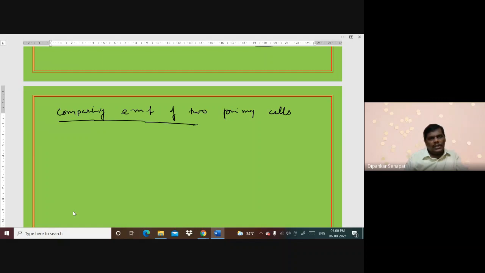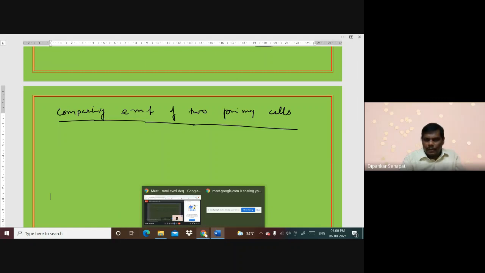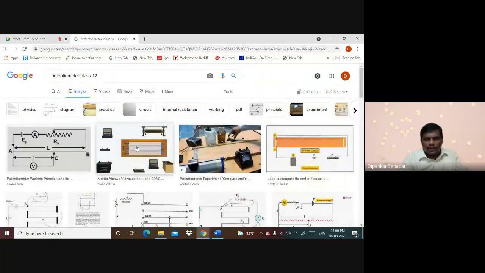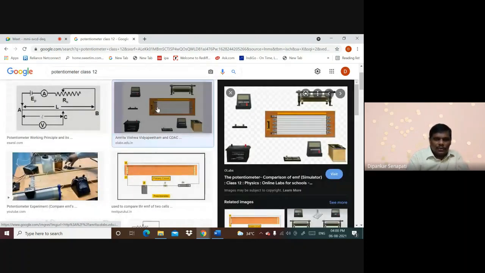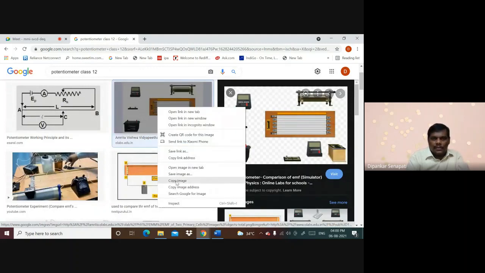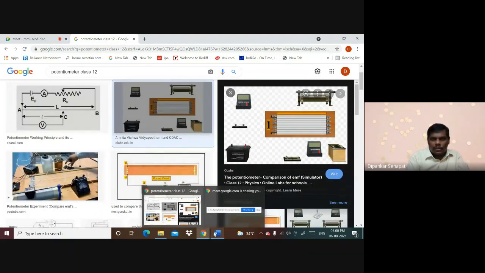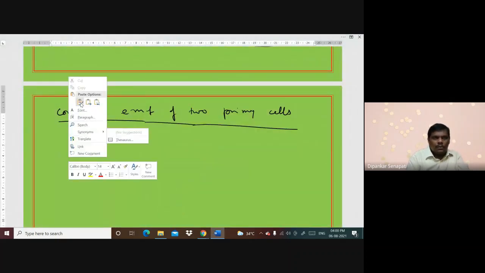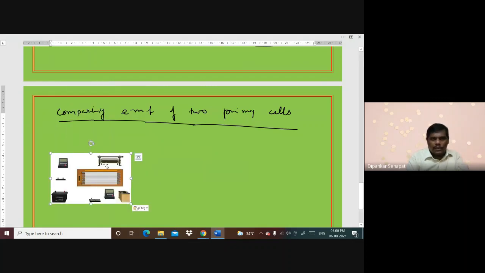Very interesting experiment. Okay, let me pick one potentiometer from the website. Thank God, and thanks to this organization, they have prepared this. This is from Amrita Vishwa Vidyapeetham. They are also giving virtual lab facilities, and this is one of the diagrams I want to share with you. You see, this is the potentiometer.